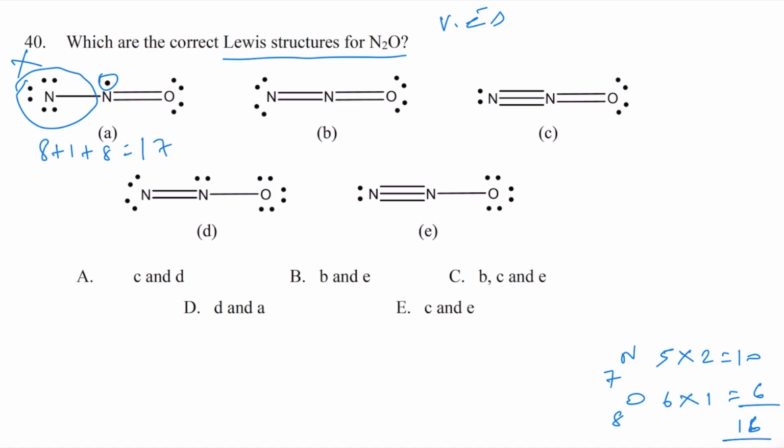In B, this is 8, 2 lone pairs, 2 bond pairs. This is also 8, 2 lone pairs, 2 bond pairs. So in total we have 16 valence electrons, plus all the atoms do obey the octet configuration. Therefore this Lewis structure is fine.